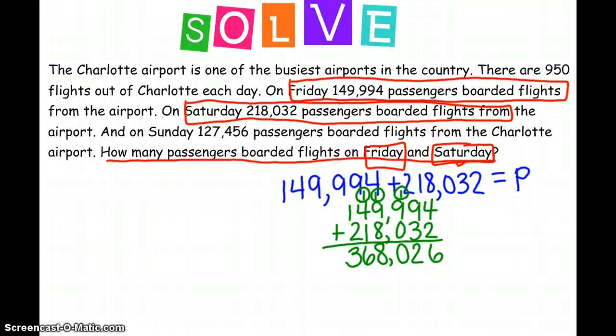Now we need to ask ourselves, for E, evaluate the solution. Does our answer make sense? Well, my answer is 368,026 passengers. And is that answering my question? Does it make sense that there are that many passengers who boarded flights on Friday and Saturday? Well, yes, it does, because my number should be bigger since we're combining both Friday and Saturday passengers. I don't need to revise anything. It makes sense. I was accurate in my work.